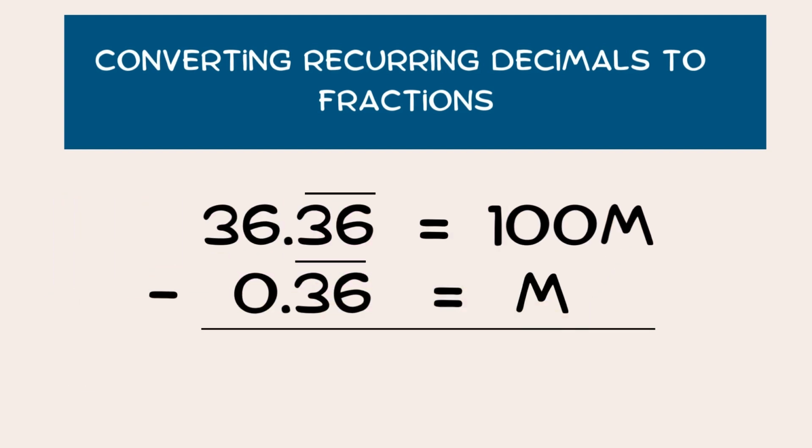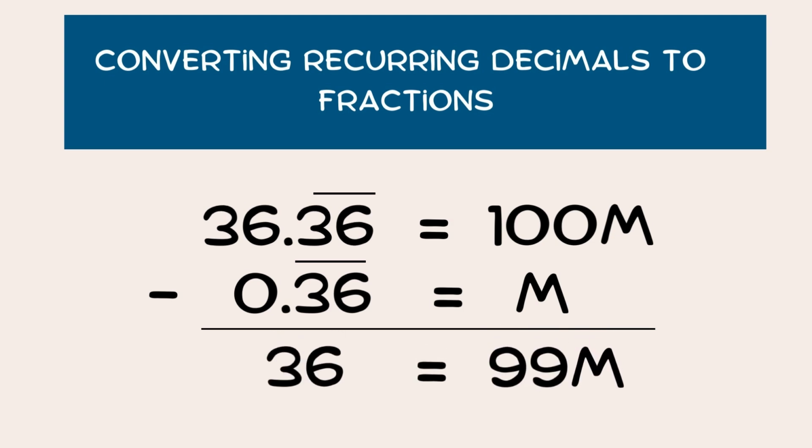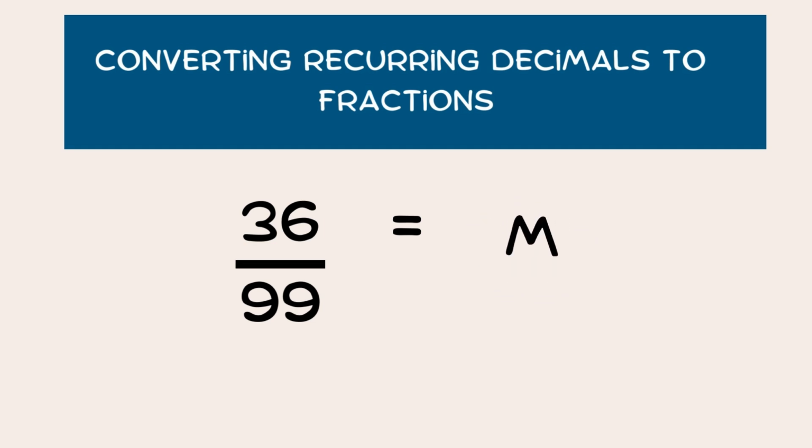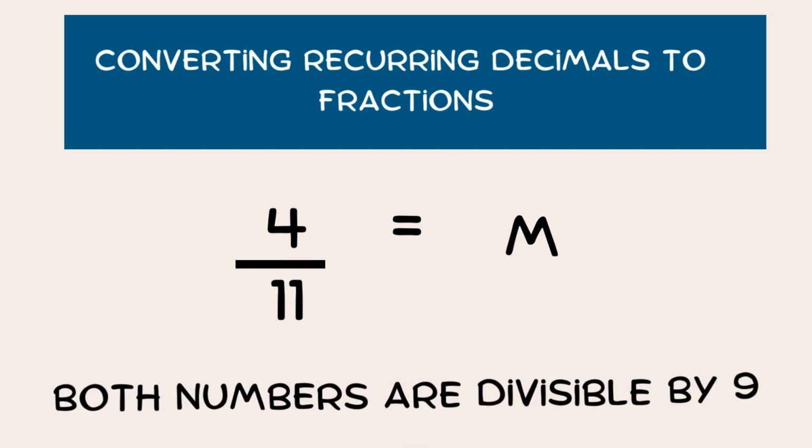Subtract the two equations, and we get 99M equal to 36. Divide both sides by 99, and we get M being equal to 36 over 99, which can be simplified to 4 over 11 as both numbers are divisible by 9.